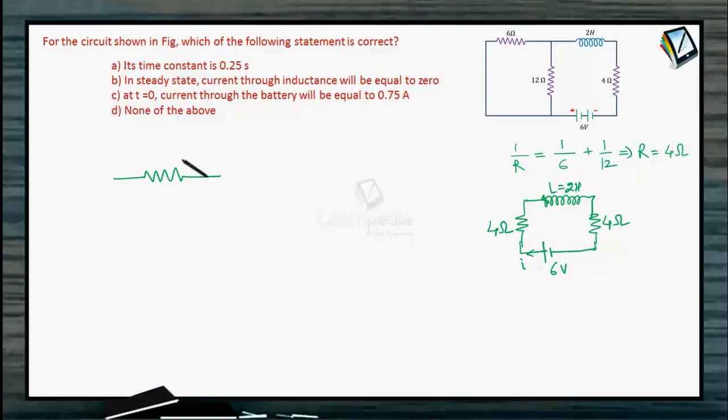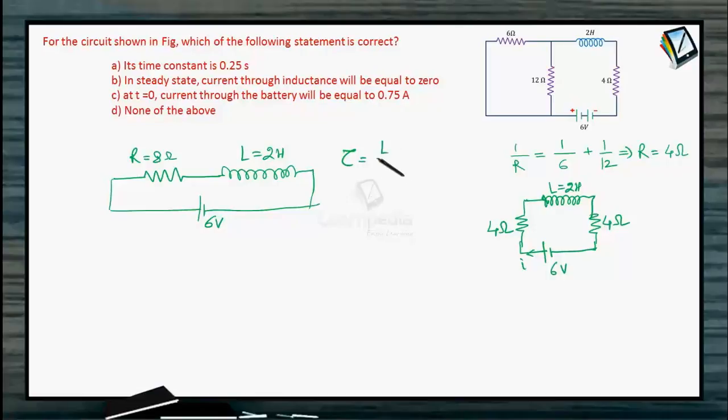4 and 4 in series becomes 8 ohm, and then here is the inductor of rating 2 henry, R is 8 ohm, and finally there is a battery of EMF 6 volts. So now it has become the standard circuit whose time constant is L by R. L is 2, R is 8. So the time constant is 0.25 seconds. And luckily the first option is the same. But anyway, we will discuss the next 2-3 options also for the sake of understanding.